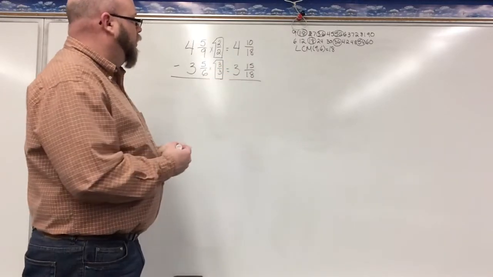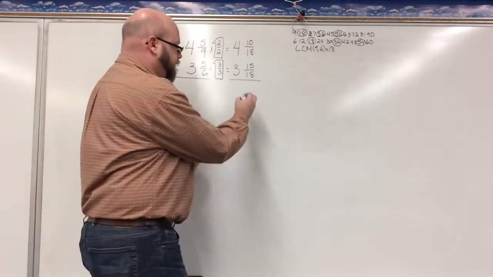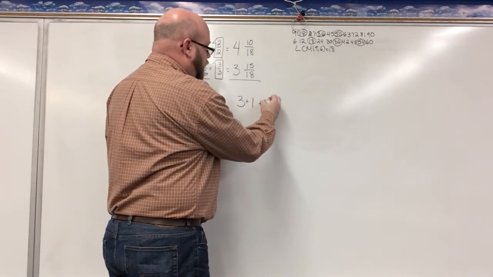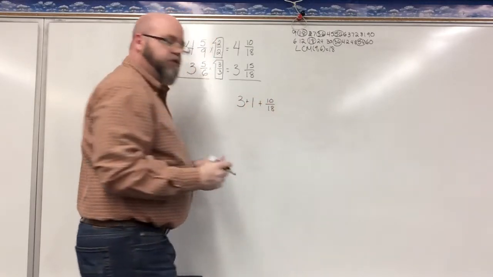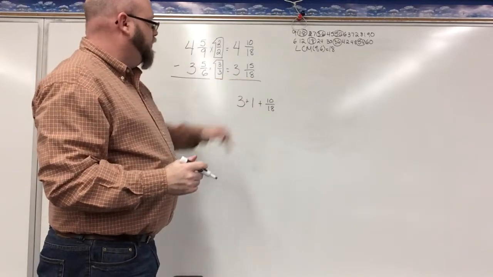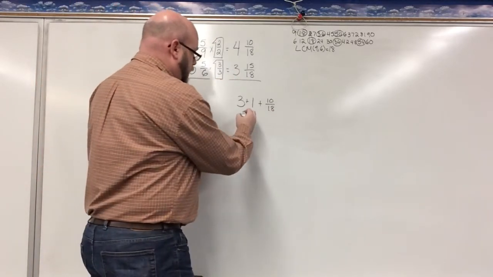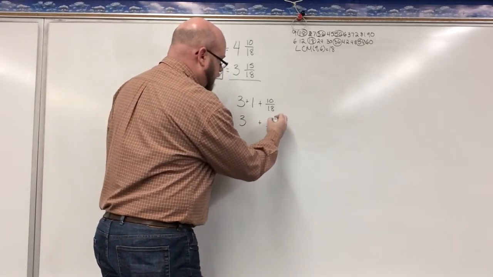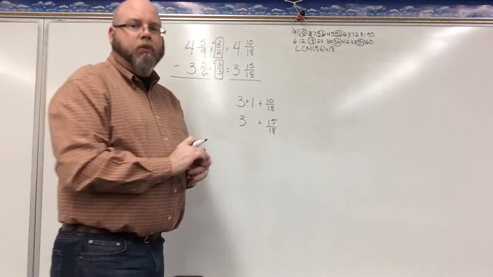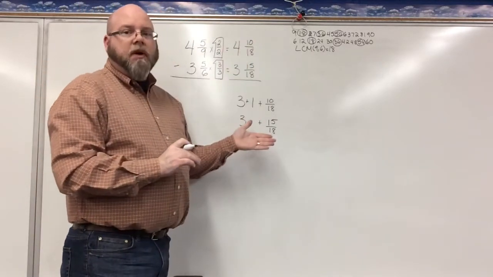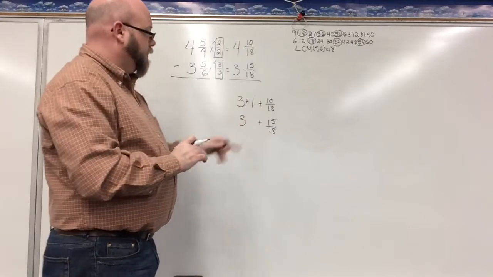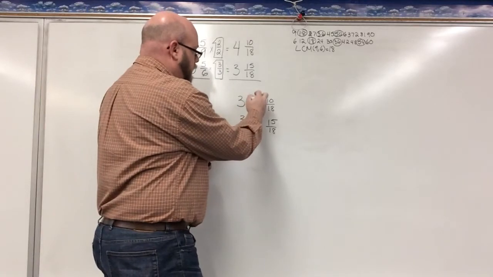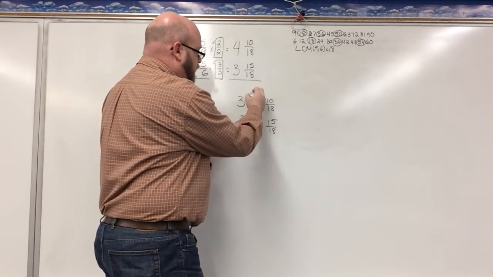What I'm looking at is 4 and 10 eighteenths, which is the same as saying 3 plus 1 plus 10 eighteenths. And I have 3 and 15/18, which is the same as saying 3 plus 15/18. See, what I'm doing is I'm breaking apart my fractions a little and mixed numbers a little bit. This 1 I know is going to be a whole. Well, that's the same as saying 18/18.